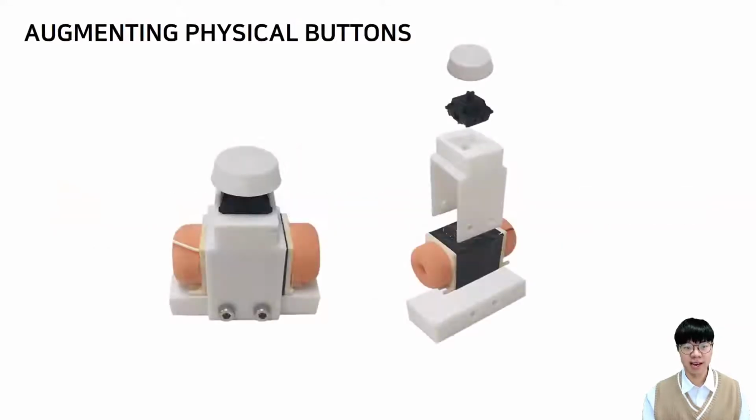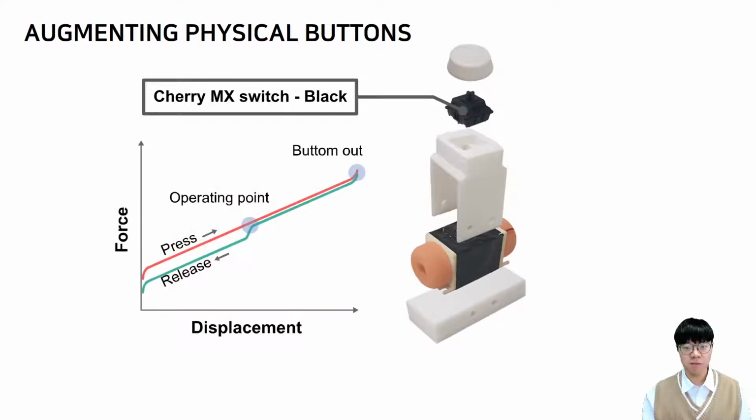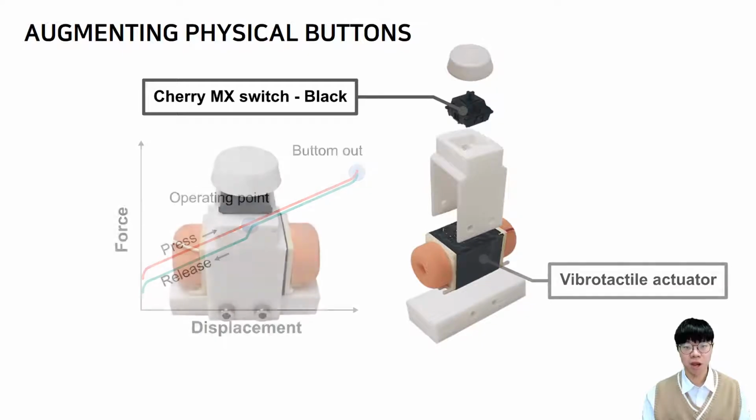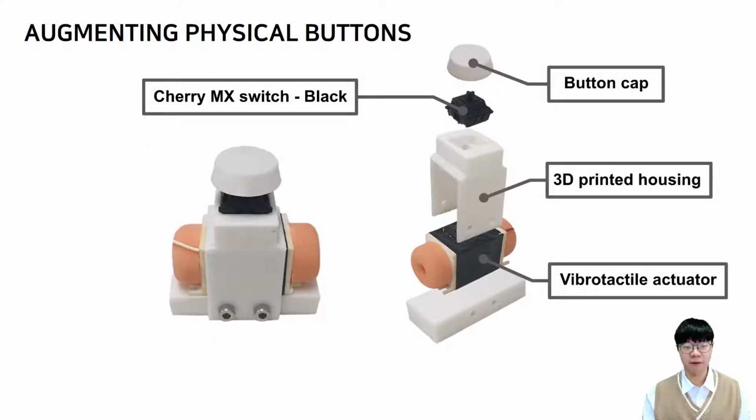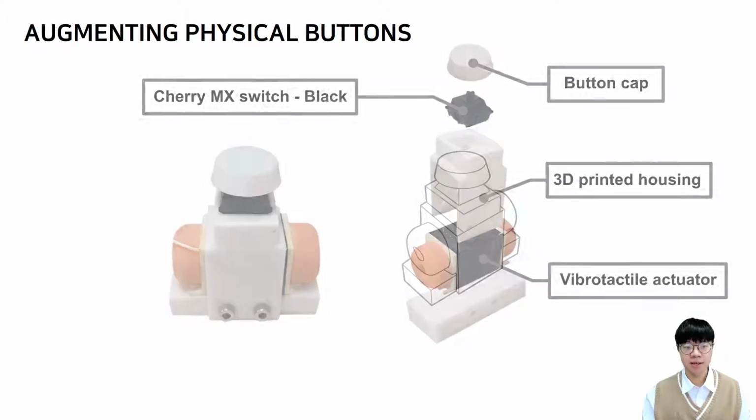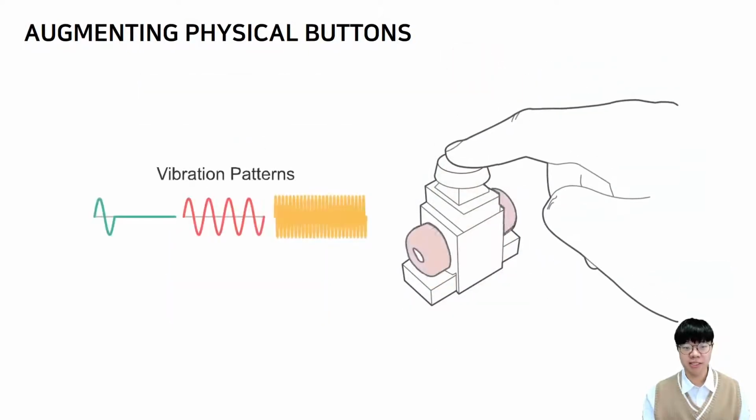This is the overall design of our vibration-augmented button. We use a linear mechanical switch which does not include any buckling response. We also use a vibrotactile actuator and put them all into a 3D printed housing. Then a user feels the vibration-augmented sensation on the physical button.